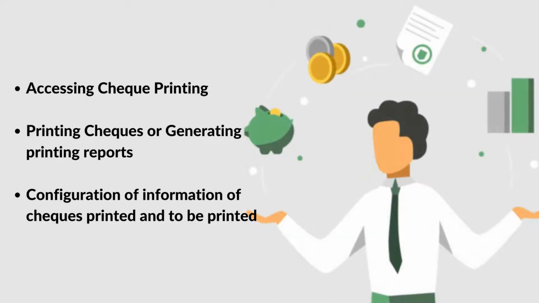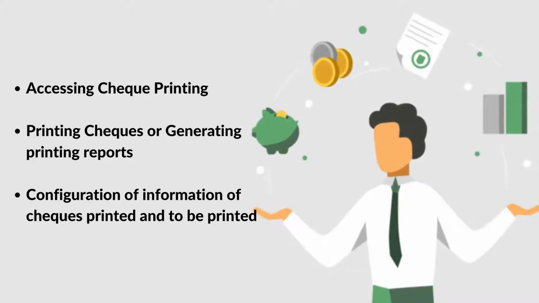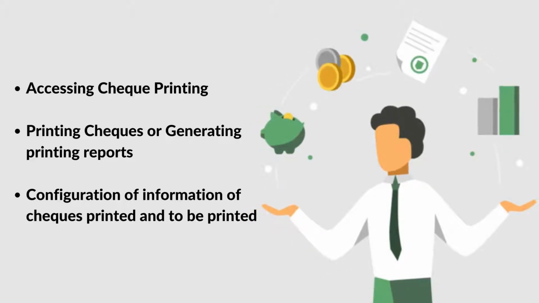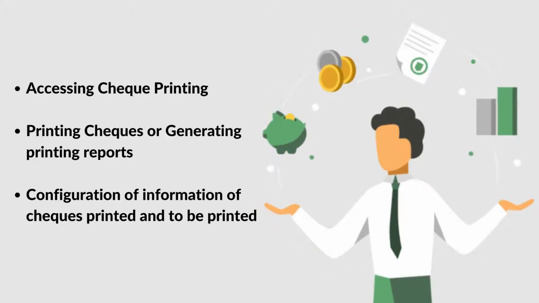Tally is a business software that gives rapid answers to common business problems. One of them is writing checks that must be withdrawn and paid to creditors before the due date in order to avoid paying interest. Let's take a look at how to print checks in Tally, which is broken down into 3 steps. Accessing check printing. Printing checks or generating printing reports. Configuration of information of checks printed and to be printed.